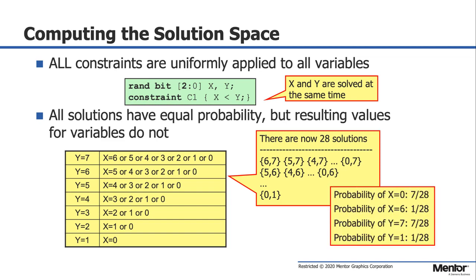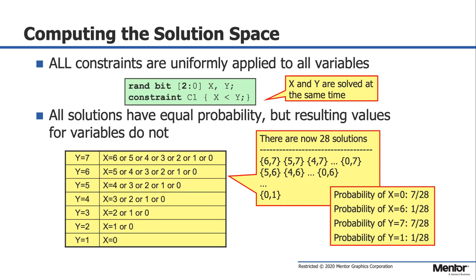So if we look at the probabilities of x equal to 0, we see that there's 7 out of 28 possible solutions where that's true. And the probability where x equals 6, there's only one chance in 28. And similarly for the probability of y equal to 7, there's 7 out of 28 solutions, and y equals 1, we have 1 out of 28 solutions.